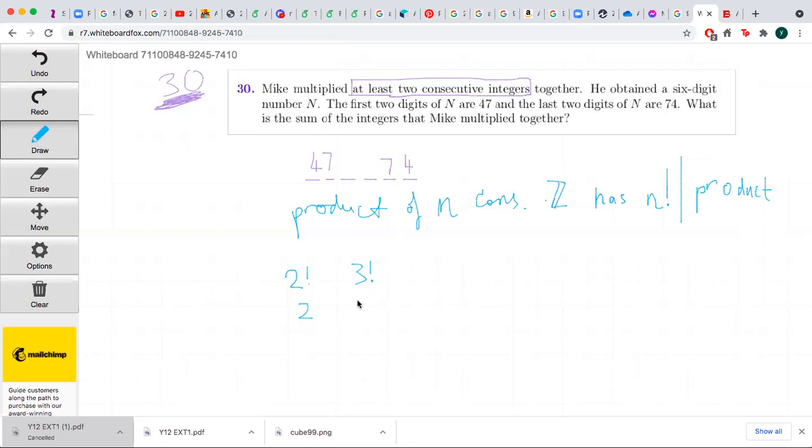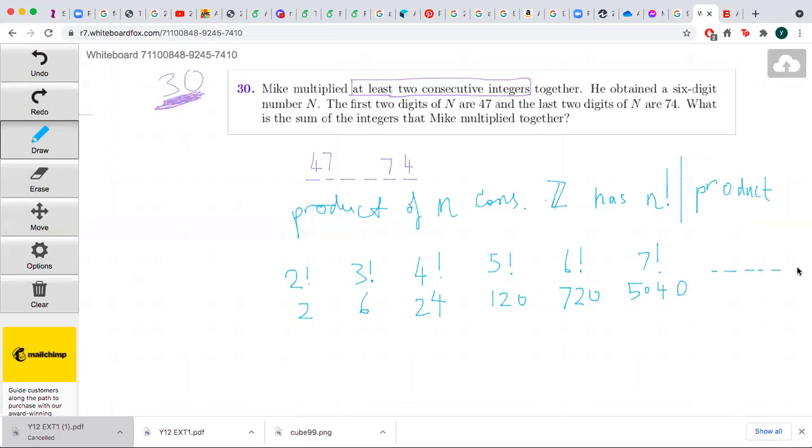3 factorial is 6. 4 factorial, 24. 5 factorial, 120. 6 factorial is 720, I think. Yeah, okay. 7 factorial, 5040, or something. Yeah, it goes on.